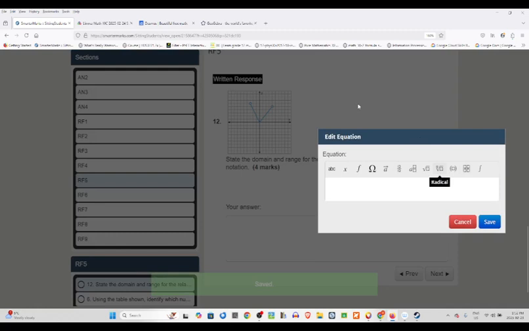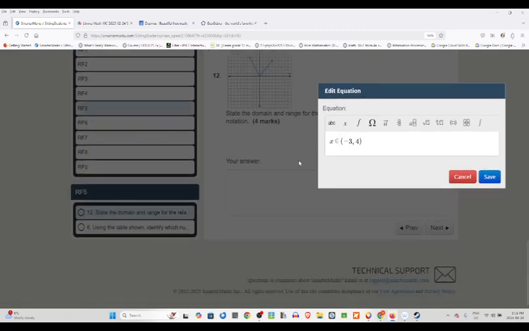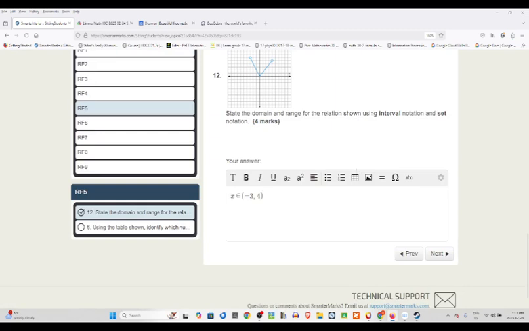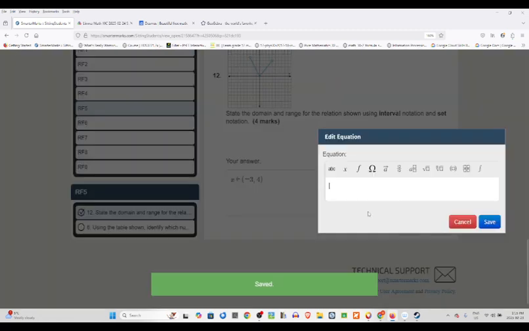All right. So our interval notation of domain. X is an element. For interval, we have the round bracket. Sorry. We go from -3 to 4. Another way to represent that is to say -3 is less than x, which is less than 4.